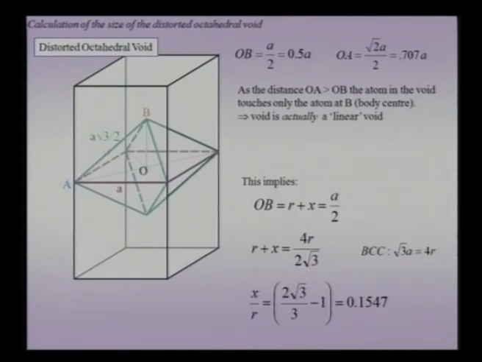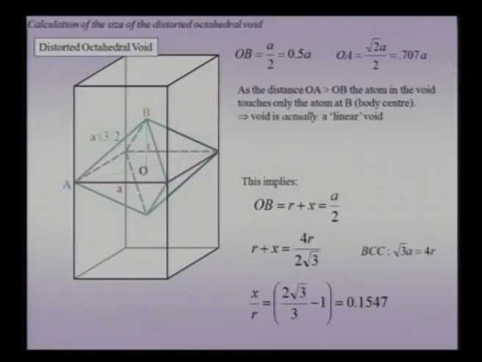Now this is OA. For instance, this OA is root 2a by 2, and I know for a BCC crystal root 3a equals 4R. Therefore I can calculate X by R to be 2 root 3 by 3 minus 1, which is 0.1547. Now again, this is very simple geometry which I am applying here to understand the kind of species which can sit in the tetrahedral and octahedral voids, and a student is requested to go through these calculations once again to convince himself that they are right, and also to understand the relative configuration of the atoms when they sit in the octahedral and tetrahedral voids.